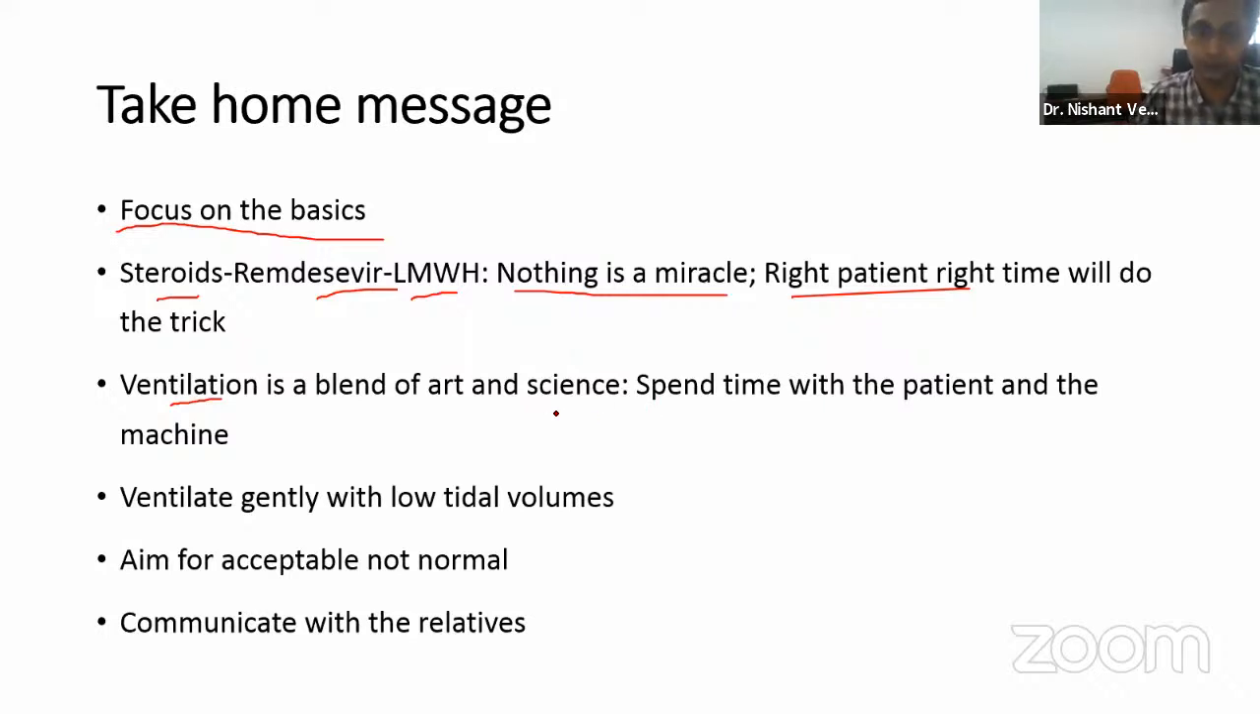And once you have a patient in your ICU, spend time with the patient. Look carefully at all the parameters. Ventilate gently and with low tidal volumes, because high tidal volume causes barotrauma. Aim for acceptable gases, not normal, because if you achieve normal, again ventilator induced lung injury can occur. And always communicate with the relatives. If patient is extremely critical, communicate with the relatives. They should be prepared for the adverse outcome in advance.